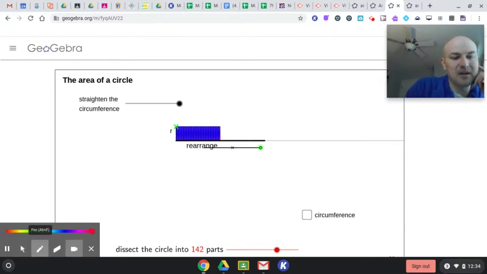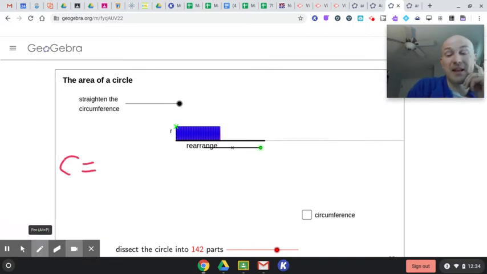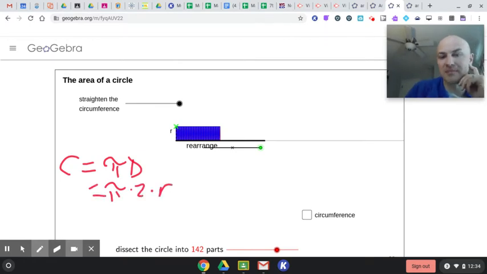Now, from the previous video, a Math Antics video, we talked about circumference. The formula is pi times the diameter, or in other words, pi times 2 times the radius, right? 2 radiuses make a diameter, the distance across the circle. So that's circumference. And now we know that we have half of that. Well, half of 2 of something is just 1 of that.